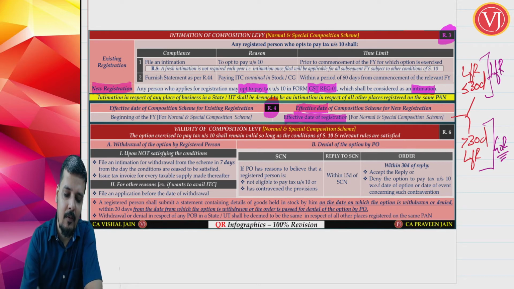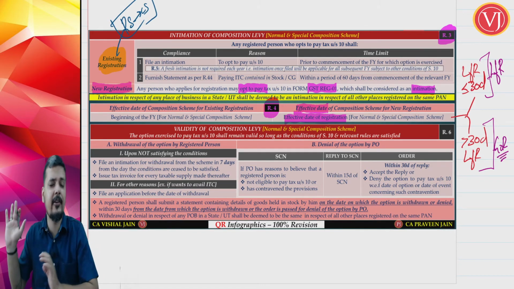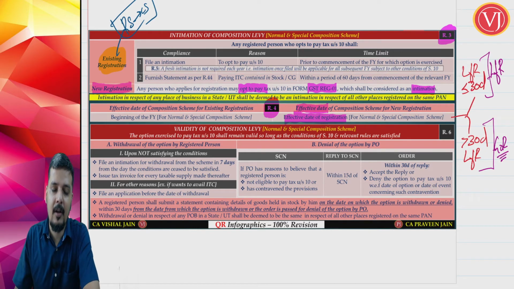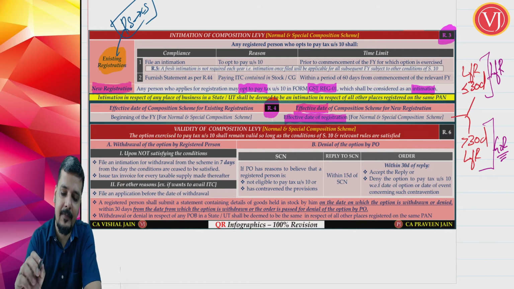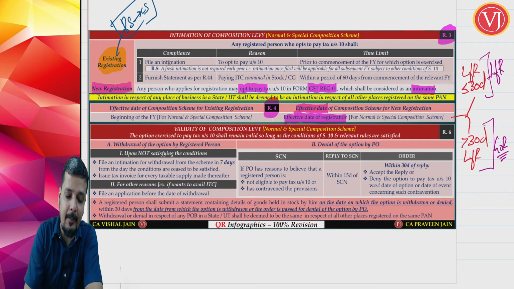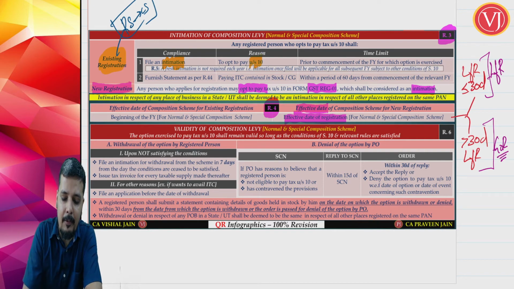Now, what about existing registration? Existing registration means first you are under regular scheme, now you are going to composition scheme, which means you are already registered. You are working in regular scheme, now you want to go for composition scheme. Now in such a case you have to give an intimation, right, that you want to go for composition scheme.